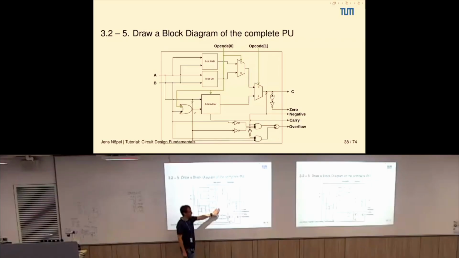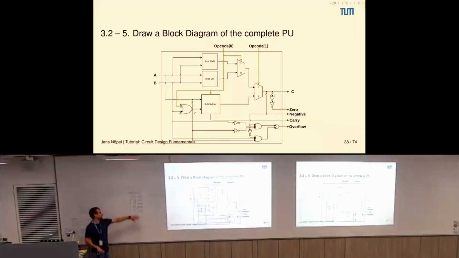Now the output of our adder is an 8-bit value. Either it's the addition or the subtraction. And now we have another multiplexer here, which forwards this to the output C. We also need to select, okay, do we do a logic operation or do we do an addition or subtraction? And for this, we use opcode bit 1. If it's a 1, we do addition or subtraction.